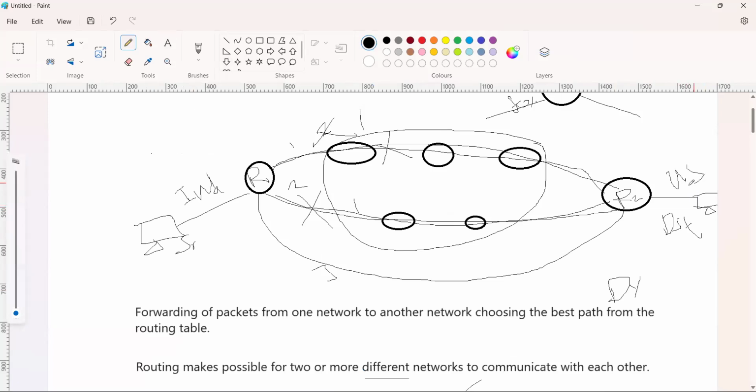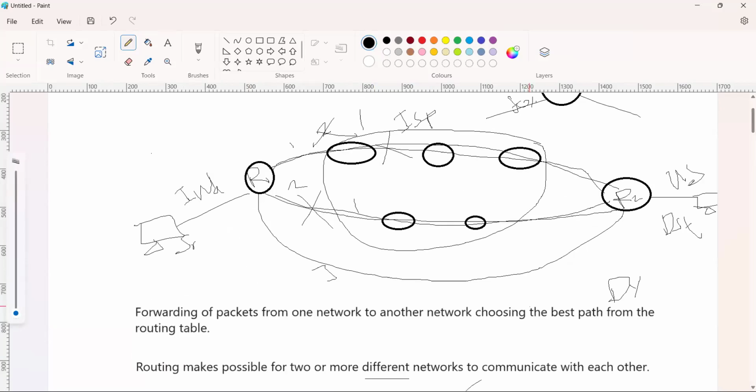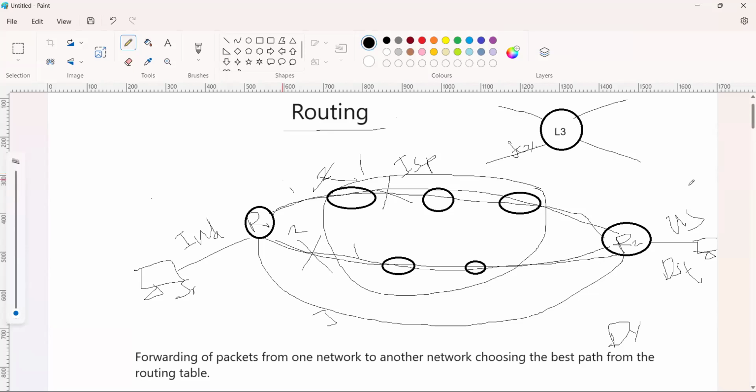In between we have multiple ISPs. We are connected through ISPs only. In between, along the path, it will select whichever is the best path. Then the router will store that path only, and the packets are forwarded through that path only. The routing table consists of only the best routes for every destination. Whichever routes are the best routes, based on that route only the information will be sent.